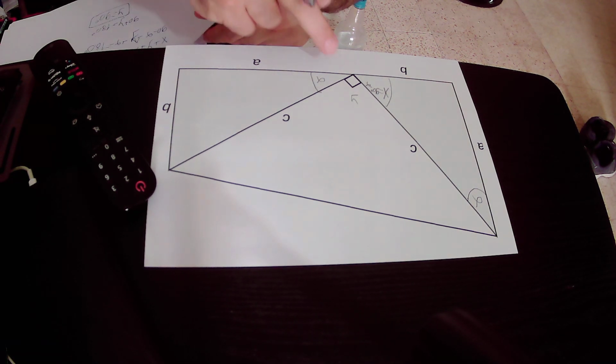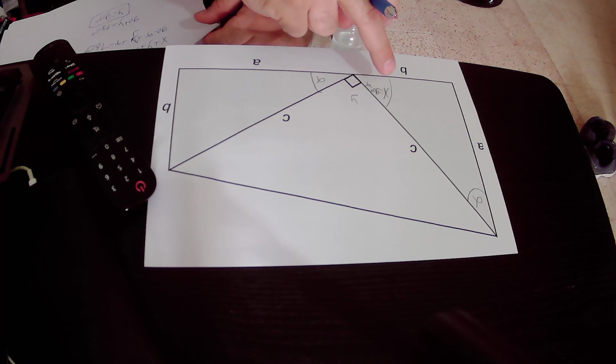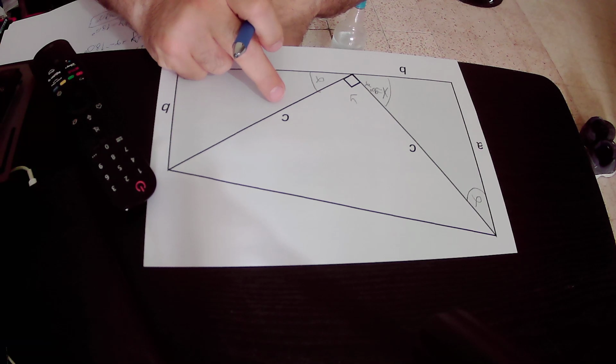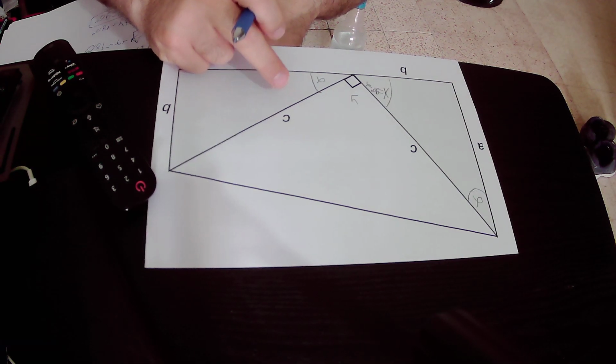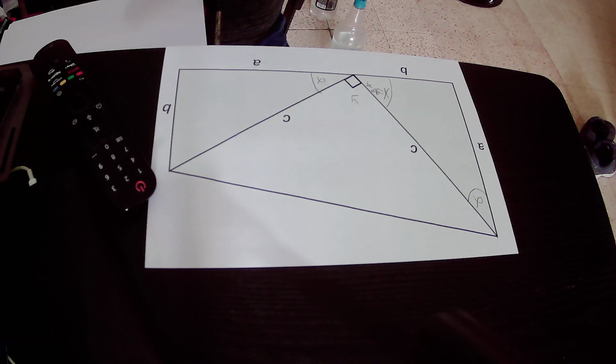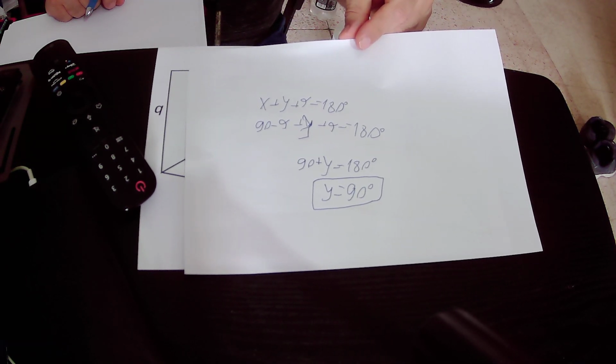So the angle between side C in the right triangle and side C in the left triangle equals 90 degrees. Okay, as you can see here, y equals 90 degrees.